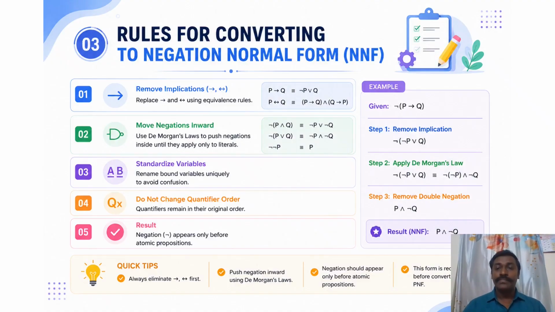So for example, negation of (P implies Q). First we have to remove the implications. So instead of that, we write negation of (negation P or Q), and the whole negation is outside. Now when we apply De Morgan's law in step 2, this negation goes inside, for the negation P also and for the Q also, by changing OR into AND. Then we have to remove the double negation. So the answer now is P and negation Q.